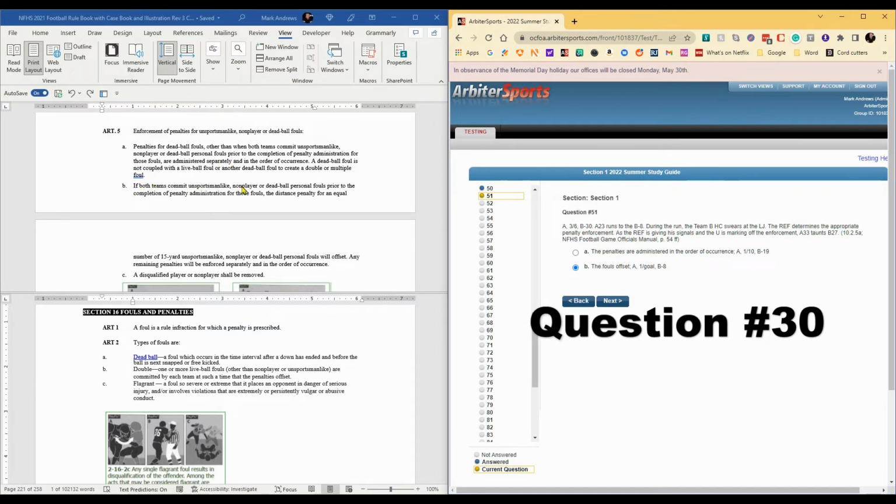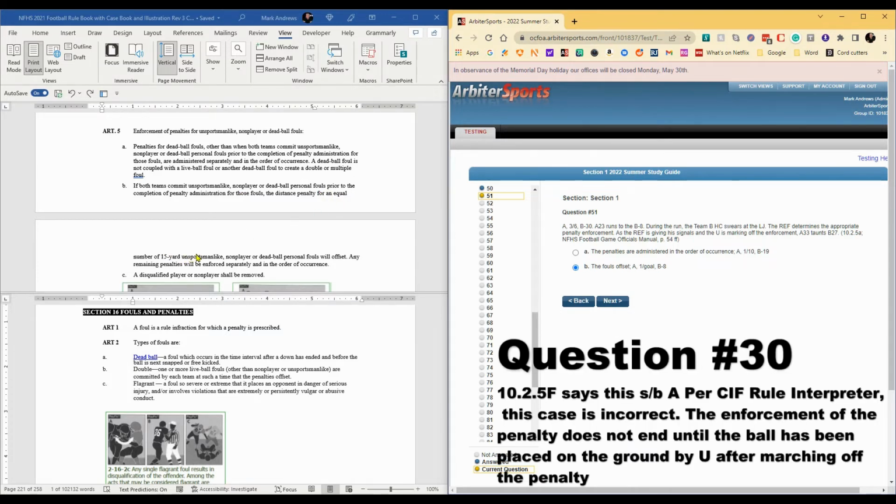If both teams commit unsportsmanlike non-player or dead ball personal fouls prior to the completion of penalty administration for those fouls, the distance penalty for an equal number of 15-yard unsportsmanlike non-player and dead ball personal fouls will offset. Any remaining penalties will be enforced separately and in order of occurrence. So, because we hadn't finished the penalty administration, U is marking it off, but he hasn't finished, these penalties are going to offset. Had A33 taunted after the umpire had placed the ball, then we would penalize those separately.